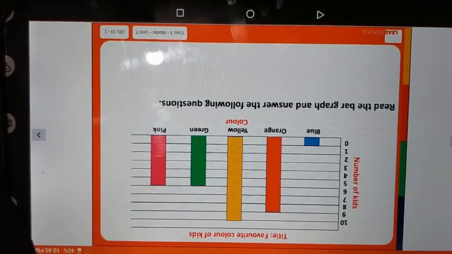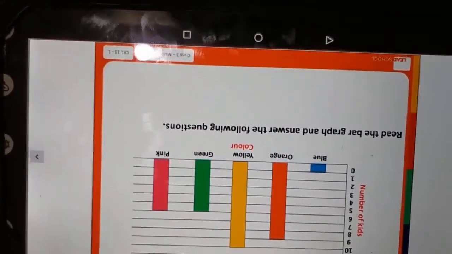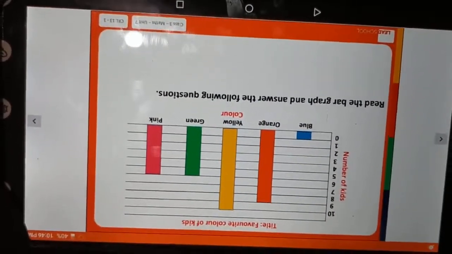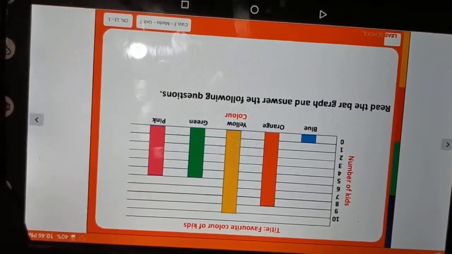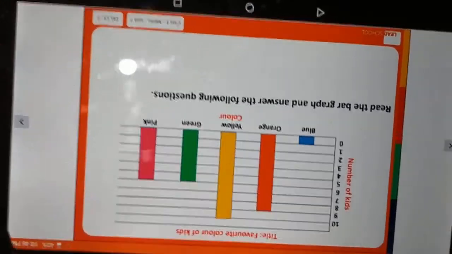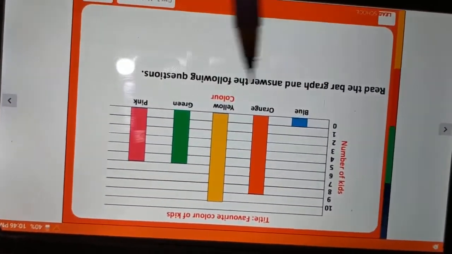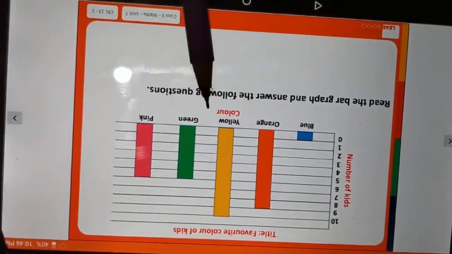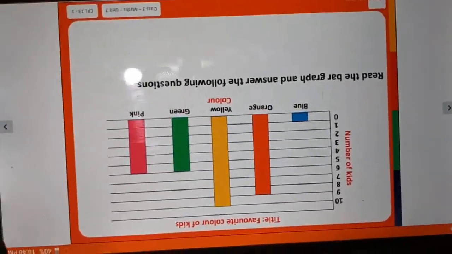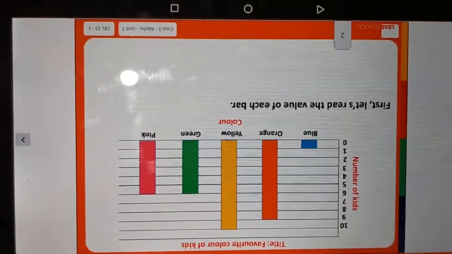So, students, today we'll start bar graph. Read the bar graph and answer the following questions. So, how can we do that? I'll show you here. Now, look at this title. Here is the title: favorite color of kids, number of the kids, and colors: blue, orange, yellow, green, and pink. Now in that we have some questions and you have to give the answer.